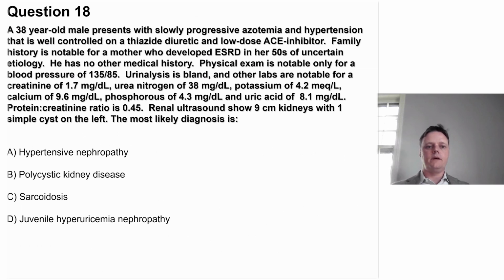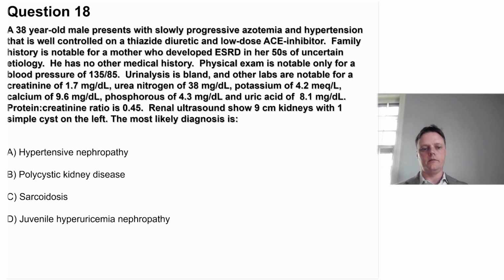A 38-year-old man presents with slowly progressive azotemia, hypertension, well controlled on a thiazide diuretic and a low-dose ACE inhibitor. His family history is notable for a mother who developed ESRD in her 50s of unknown etiology. He has no other medical history. His physical exam is notable for a blood pressure of 130/85. Urinalysis is bland. His creatinine is 1.7, urea is 38, potassium 4.2, calcium 9.6, phosphorus 4.3, and uric acid is elevated at 8.1. Protein to creatinine ratio is 0.45.